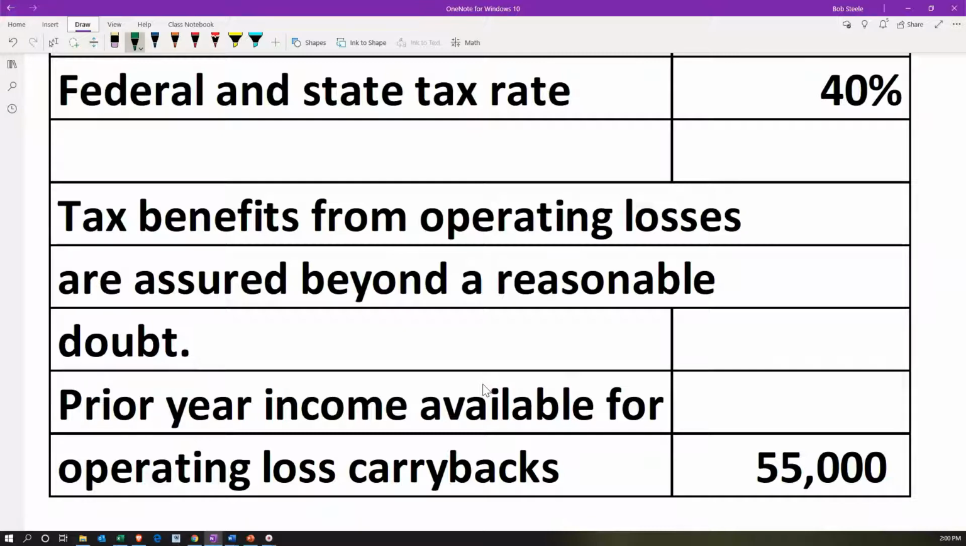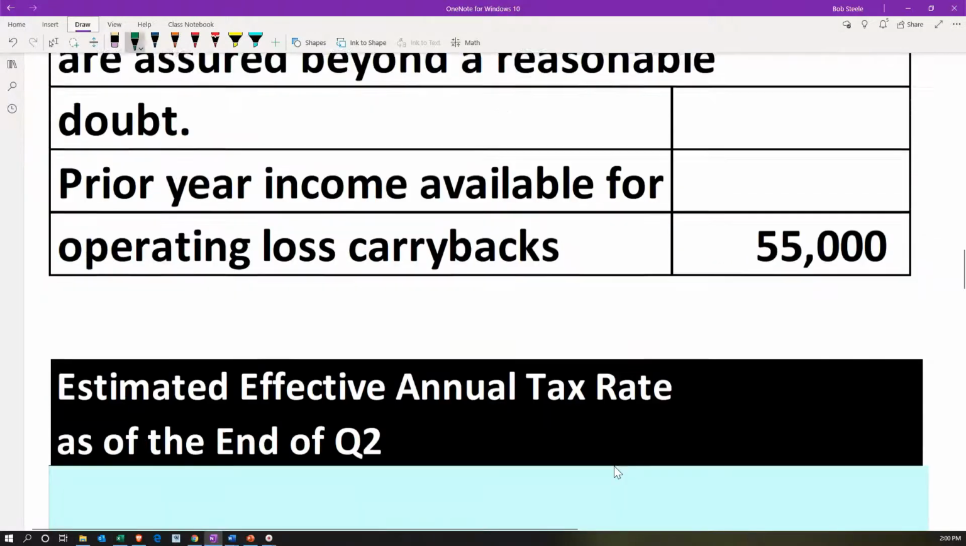Then obviously, what happens? Does the Fed and the state give you money back for part of your loss since they're partners? Well, if you can take it against something else, typically you can. Like if there was a loss in a prior year or something like that, which is the assumption we will make here because there will be a loss in Q1 in our problem. So prior year income available for operating loss carrybacks, $55,000.